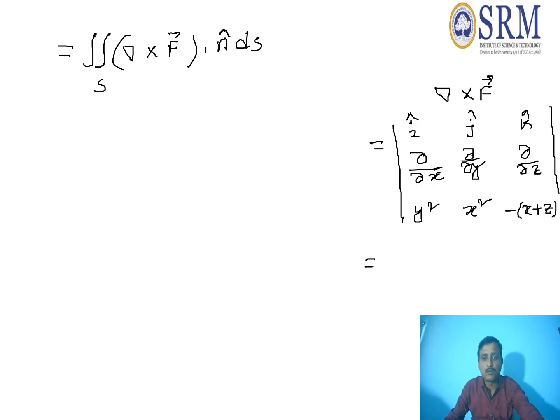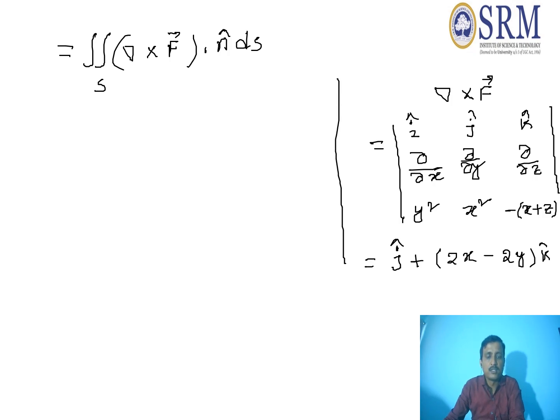Now if you evaluate this determinant, you will get the j component plus 2x minus 2y k. It is just a simple 3 by 3 determinant. You need it, but what about n and s? Those things you have to evaluate, finding n and s.